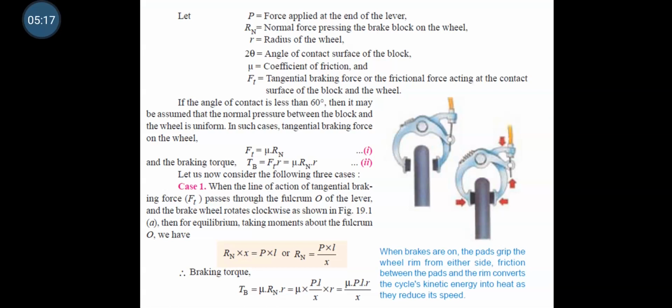If the angle of contact is less than 60 degrees, then it may be assumed that the normal pressure between the block and the wheel is uniform. In such a case, Ft is equal to mu into Rn, which is equation 1, and the braking torque Tb is equal to Ft into r, that is equal to mu into Rn into r, which is equation number 2.